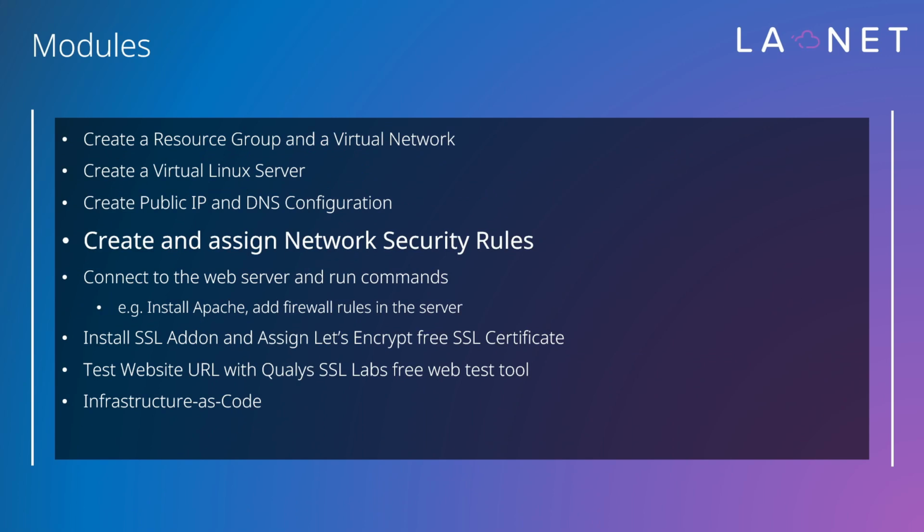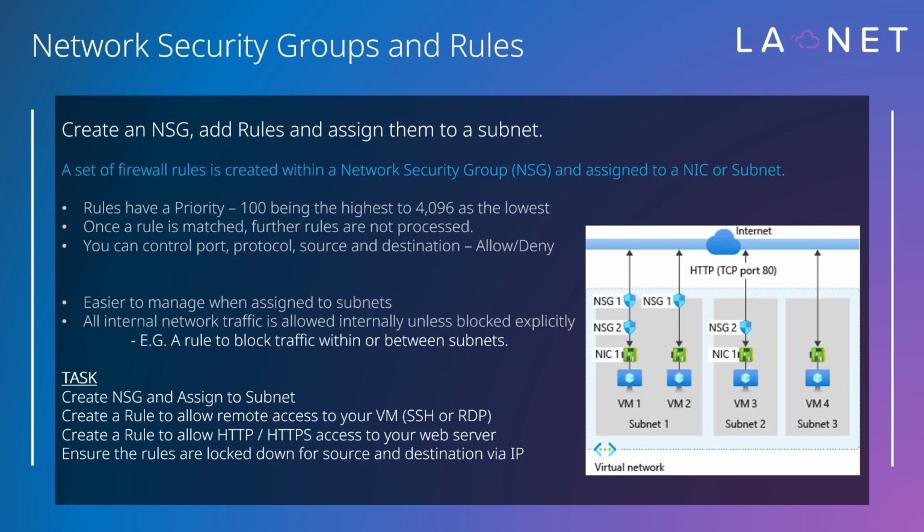So in this module, we're going to create and assign some network security rules. Okay, so network security groups and rules. The object or the resource that we actually create is called a network security group. It's basically a group of rules. So what we're going to do is create that group and add some rules to the network security group, and then we're going to assign it to our subnet.